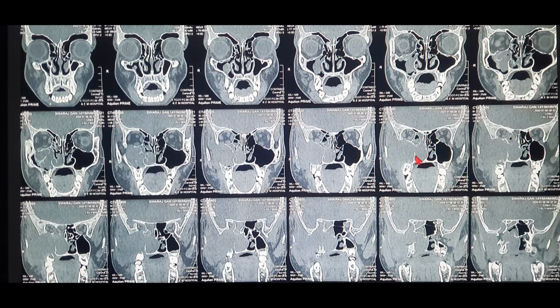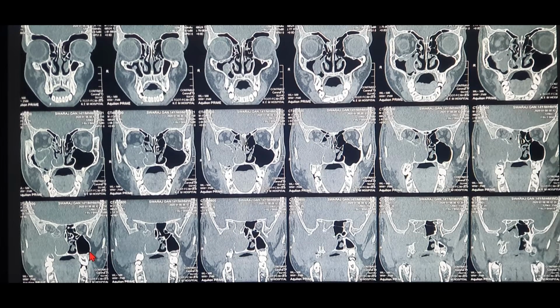So as you can see over here, this is the nasal cavity, that's the maxillary sinus, and that's the infratemporal fossa way behind. As we go from the anterior to the posterior aspect, we can see a direct communication between these three regions. And so we can conclude one thing: that there is bony destruction. That's the first point we can see.